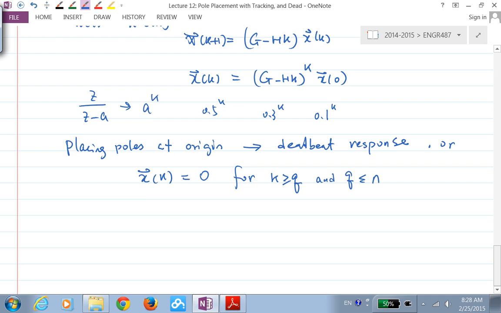Now, what does placing the pole at the origin mean? It means the desired characteristic equation, the polynomial of the system, determinant of zI minus (G minus HK), what does it become?